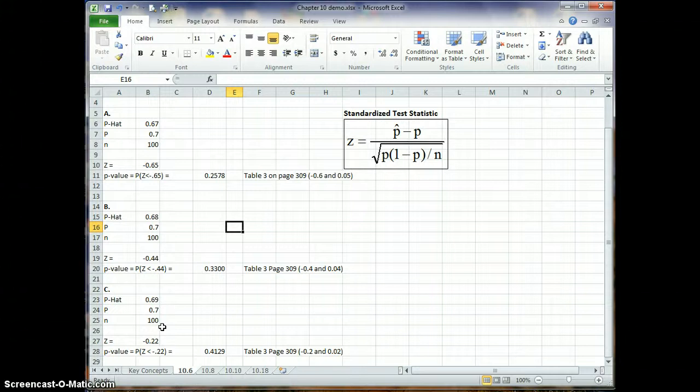Now we're going to take a look at problem 10.8 when we come back.